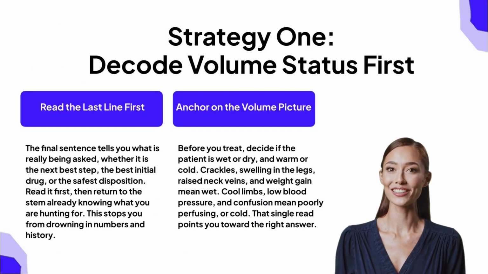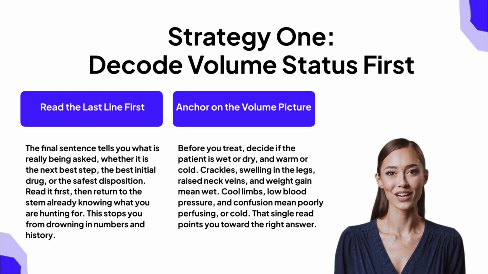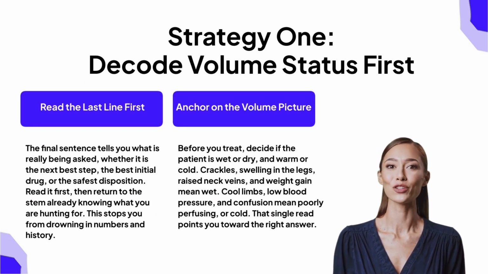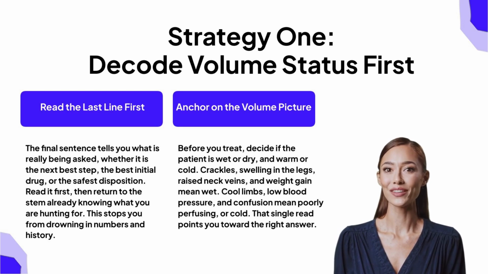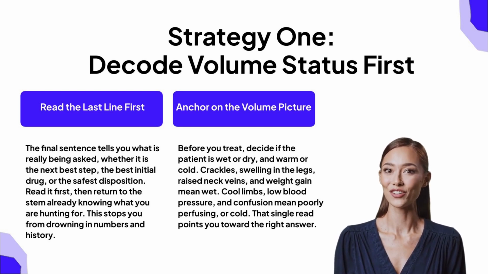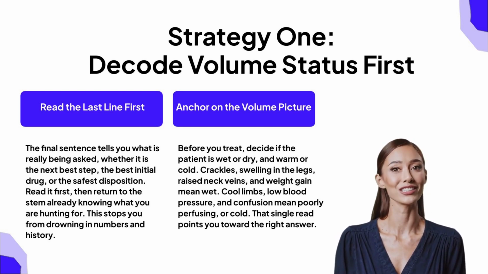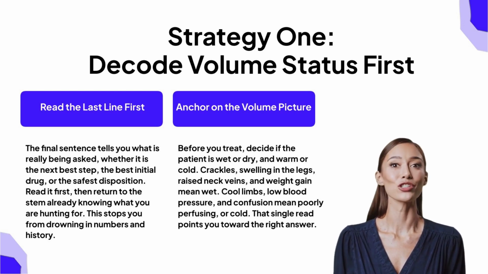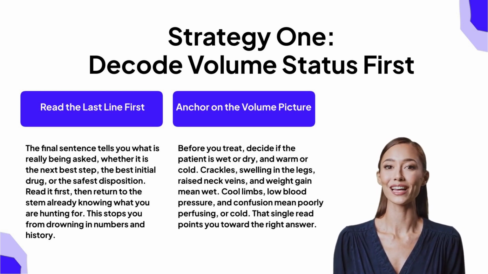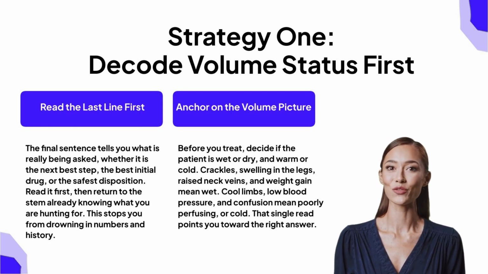Our first strategy is to decode volume status before you do anything else. Start with the last line of the question. That sentence tells you what is actually being asked, whether it is the next best step, the best initial drug, or the safest place to send the patient. Once you know the question, go back and read the stem with that goal in mind, and you will stop drowning in the numbers and the history.